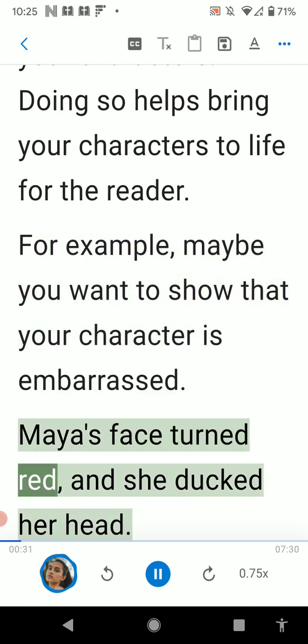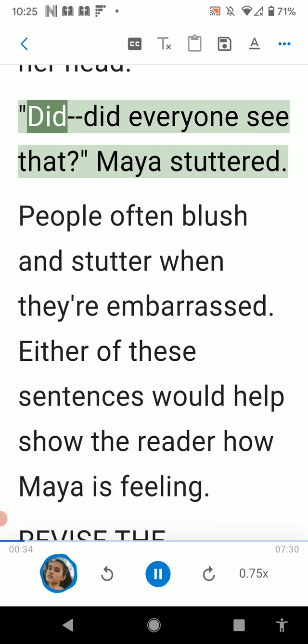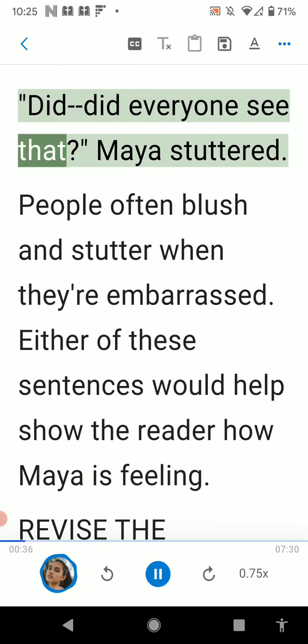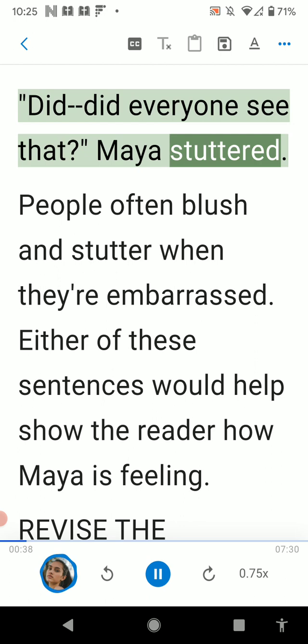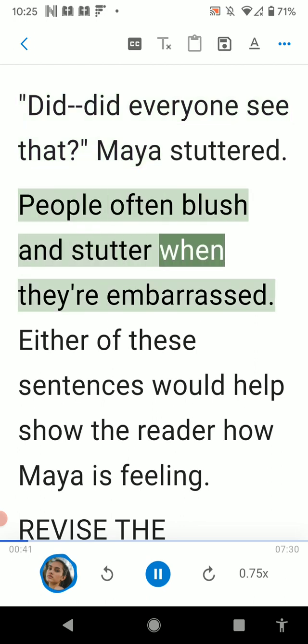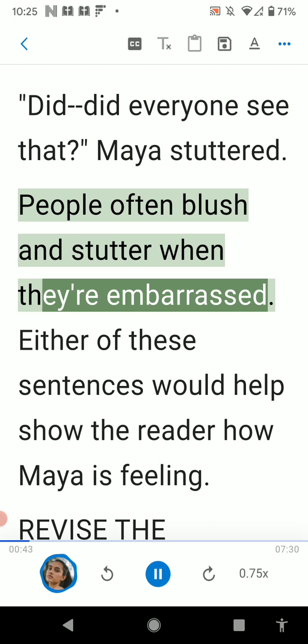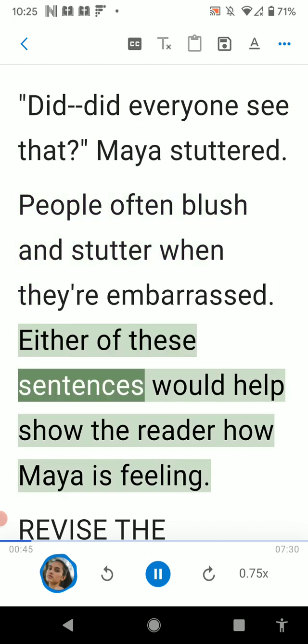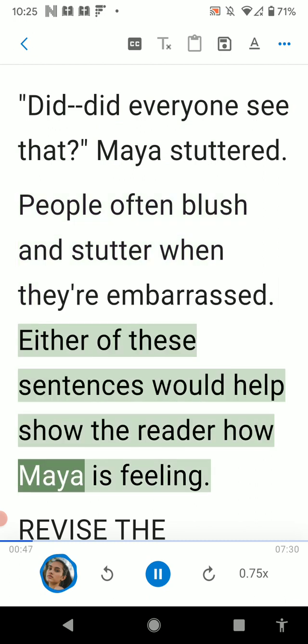Maya's face turned red, and she ducked her head. "Did everyone see that?" Maya stuttered. People often blush and stutter when they're embarrassed. Either of these sentences would help show the reader how Maya is feeling.